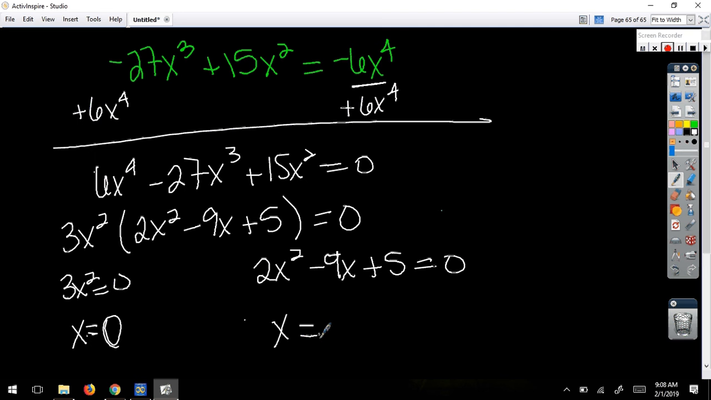If you're solving, yes. Opposite b plus or minus square root of b squared minus 4ac, all over 2a. Quadratic formula.